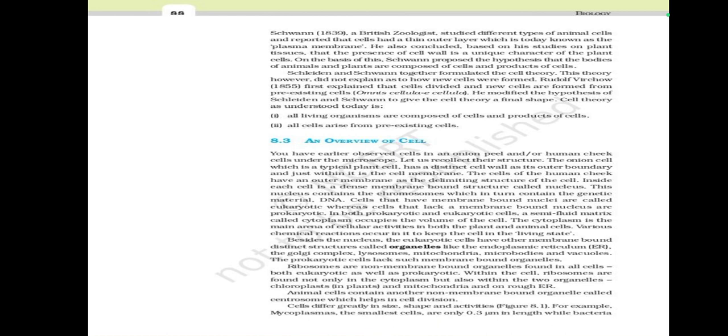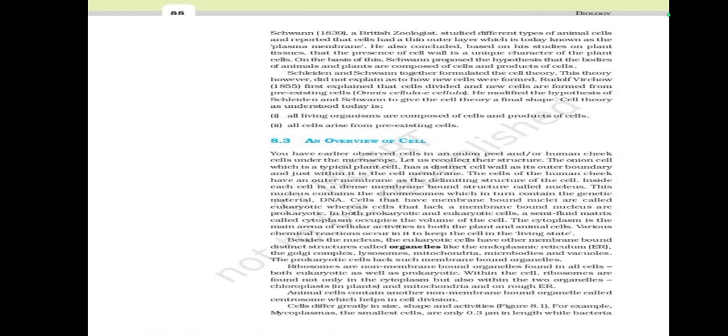This theory, however, did not explain how new cells were formed. Rudolf Virchow, 1855, first explained that cells divided and new cells are formed from pre-existing cells. Omnis cellula e cellula. He modified the hypothesis of Schleiden and Schwann to give the cell theory a final shape. Cell theory, as understood today, is: all living organisms are composed of cells and products of cells. All cells arise from pre-existing cells.